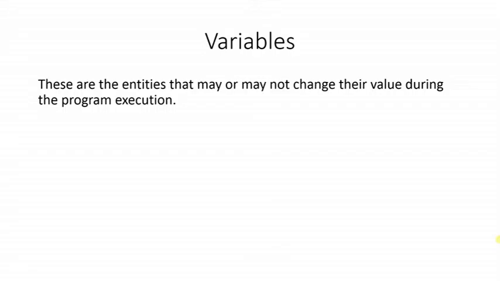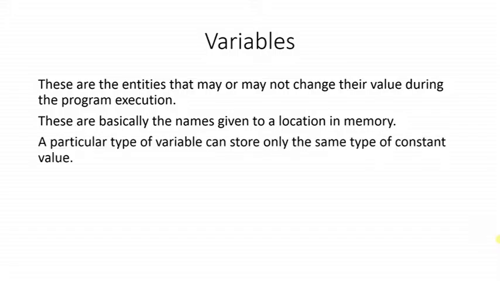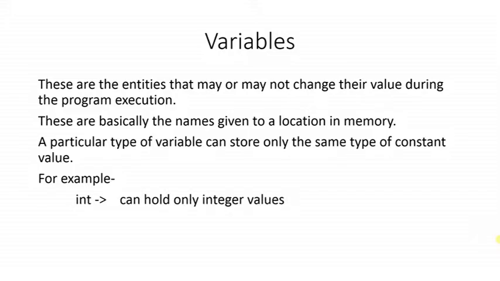Now let's just move to variables. Variables are those entities which may or may not change their value during the program execution. These are basically the name given to a memory location. And one more thing, a particular type of variable is going to store the same type of constant value. For example, if you have declared a variable as integer, it's going to hold only integer values. If you have declared it char, it's going to store the value of character type only, and so on.